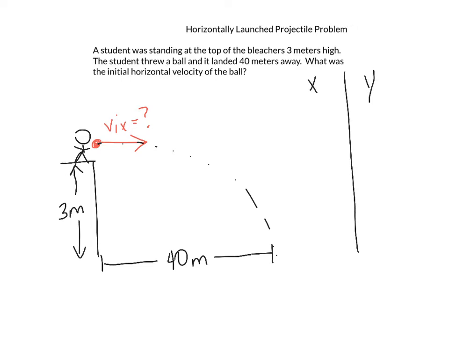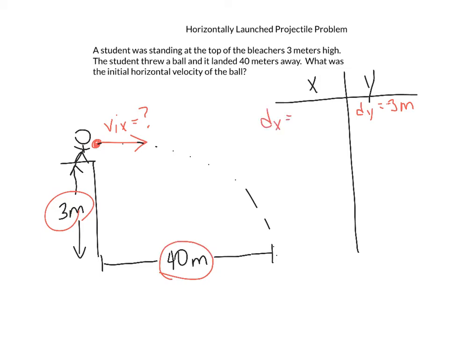Now, I teach this a little differently than some other teachers, so we're just going to talk through this. First thing I want to put down is my distances if we know them. So this 3 meter is the distance in the y direction. So I'm going to pop over here to the y, and put dy equals 3 meters. Now it's actually negative 3 meters because the ball is going down. My dx is this number right here, so I'm going to put dx equals 40 meters. Now it's positive because it's moving to the right, and that's the positive direction.